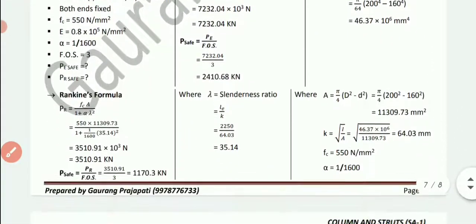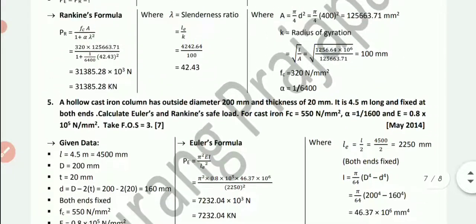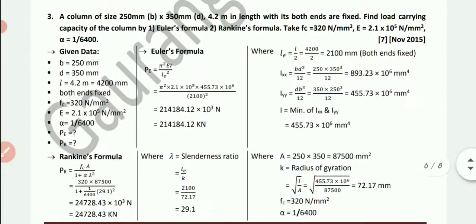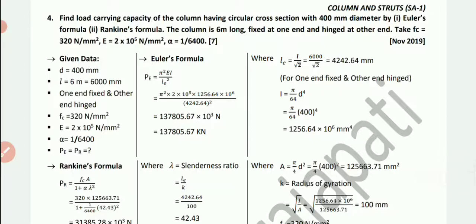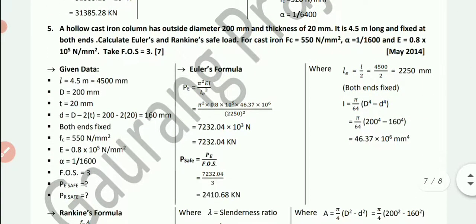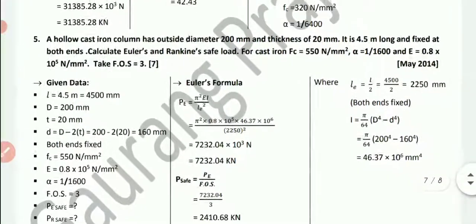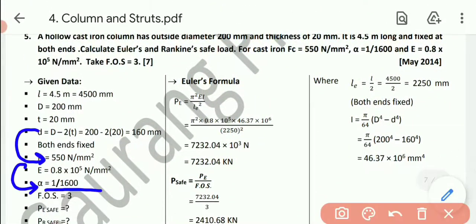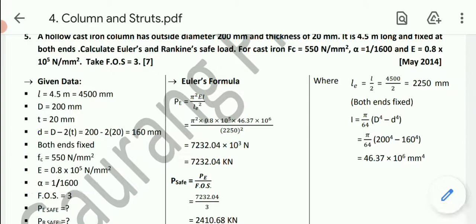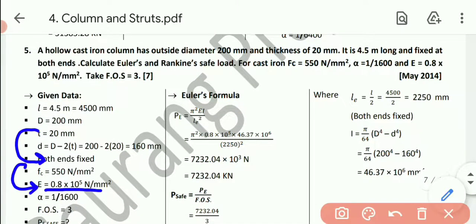Now next term. In example number 3, as I told you, we solved the sum using Rankine's as well as Euler's formula of the rectangle section, while in example number 4 we solved the sum of the circular section. Now in example number 5, let's take another kind of section. A hollow cast iron column.